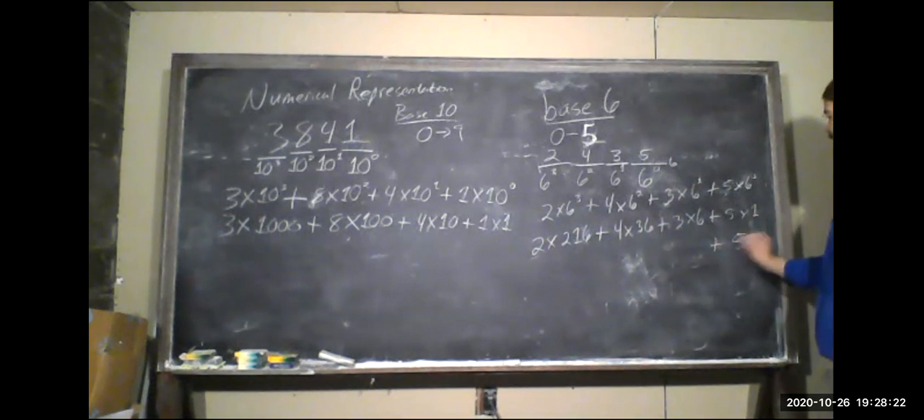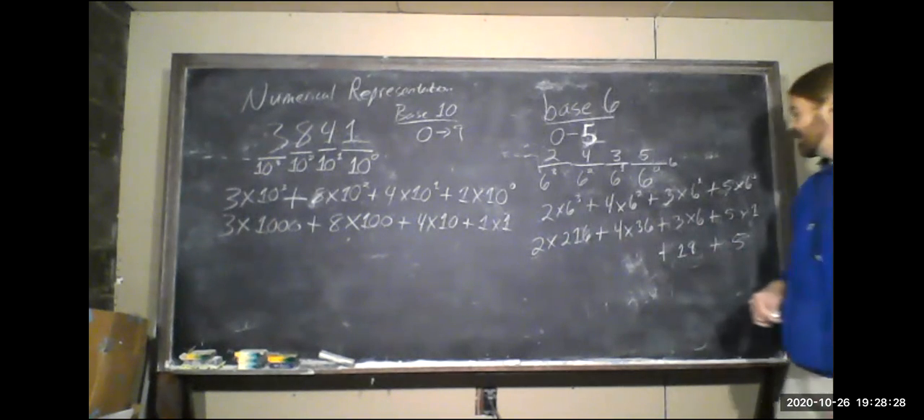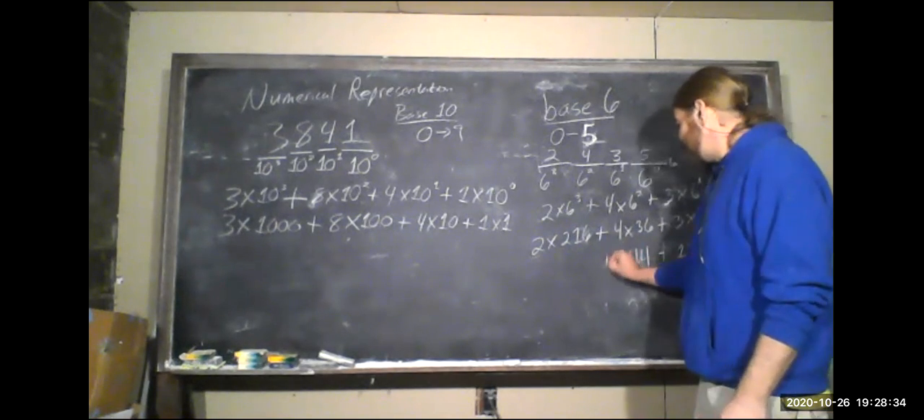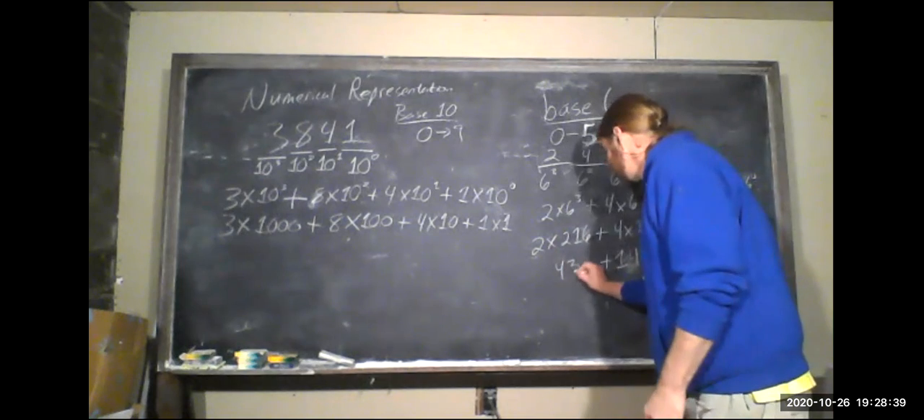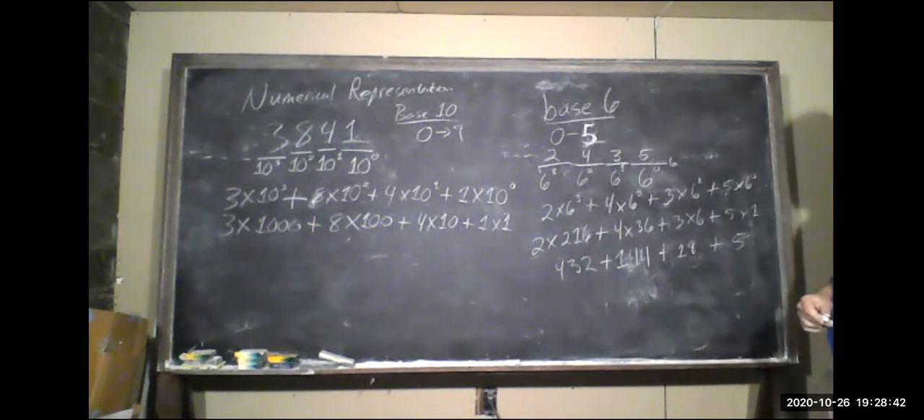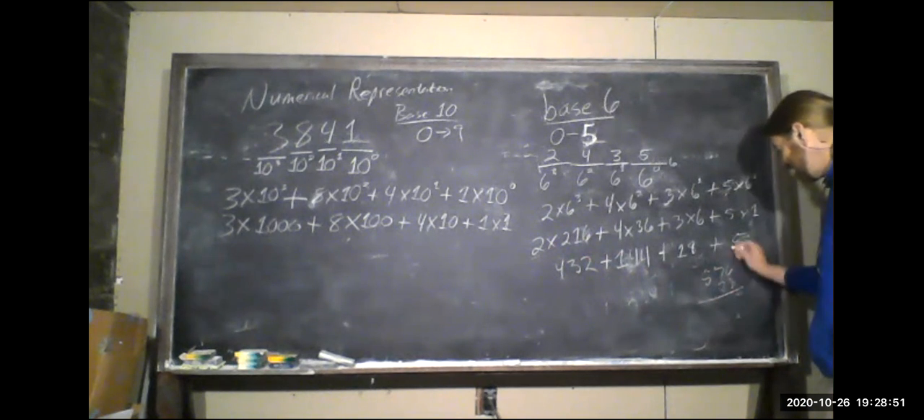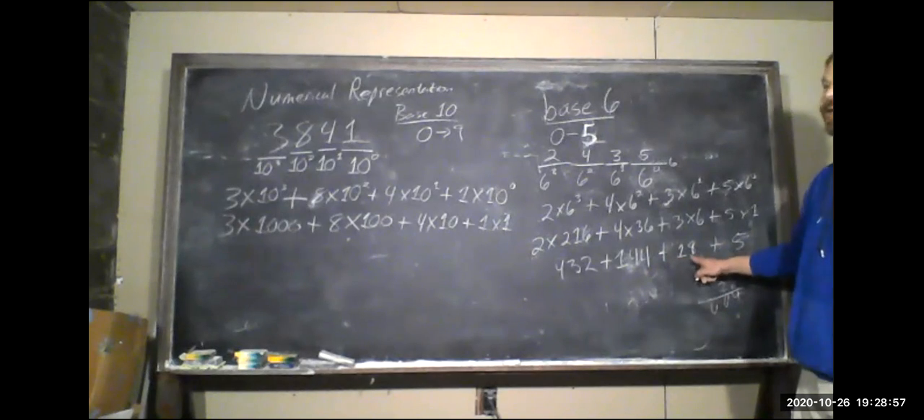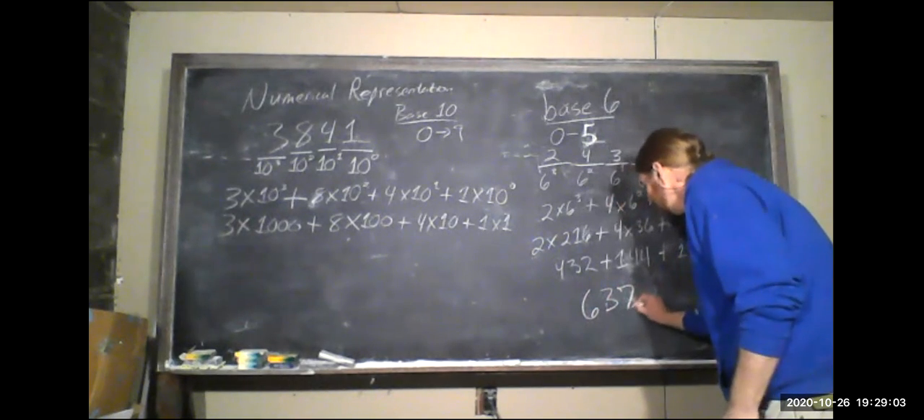So that's 5. 3 times 6 is 18. 4 times 36 is 120 plus 24, 144. And 2 216s is 432. So what is that? 432 plus 144 is 576. 576 plus 23 is 599, plus 5 is 604. 604 plus 28, 632, 637. So that's the same thing as writing 637 in base 10.